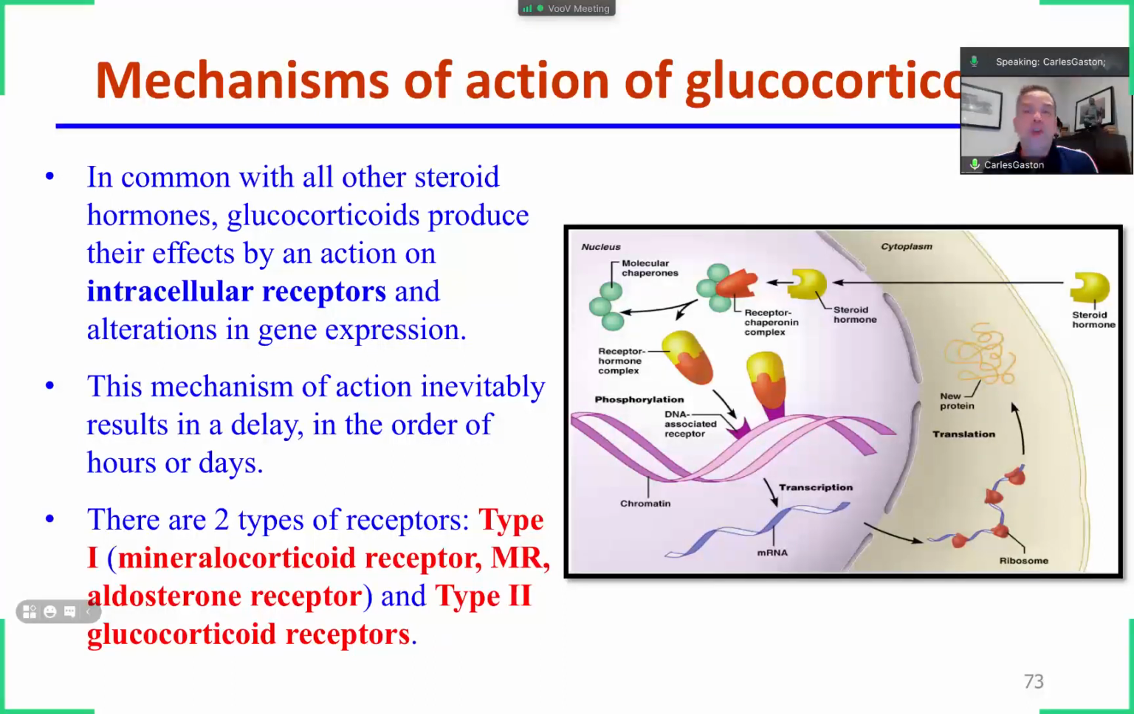There are two types of receptors of glucocorticoids. Type 1, which are called mineralocorticoid receptors, or we're going to refer to them as MR, otherwise it's too long a name, mineralocorticoid receptor, MR. And the other one is the aldosterone receptor. And type 2, the glucocorticoid receptor.